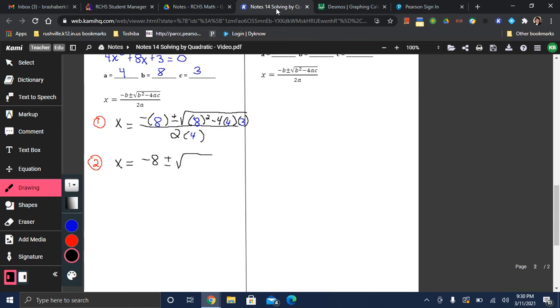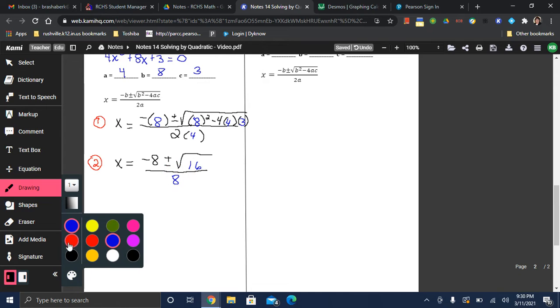So we go back, and inside the square root, we now have 16. And then your denominator, we can multiply 2 times 4, and that gives us 8. All right, line 3. Every problem is going to have 6 lines of work.